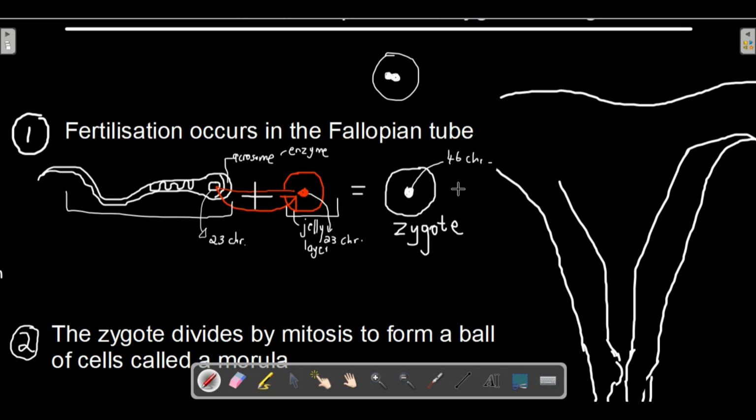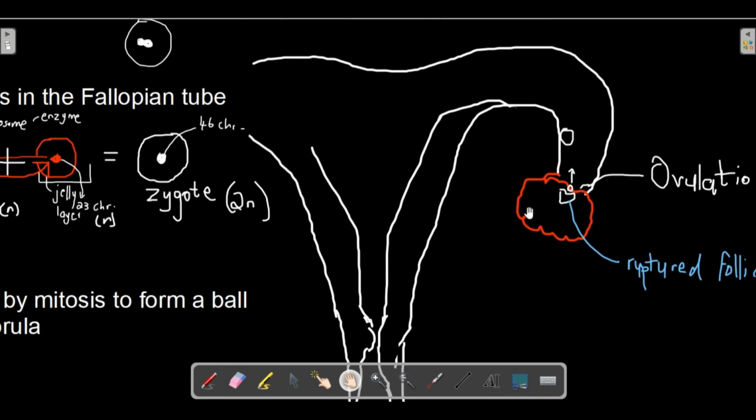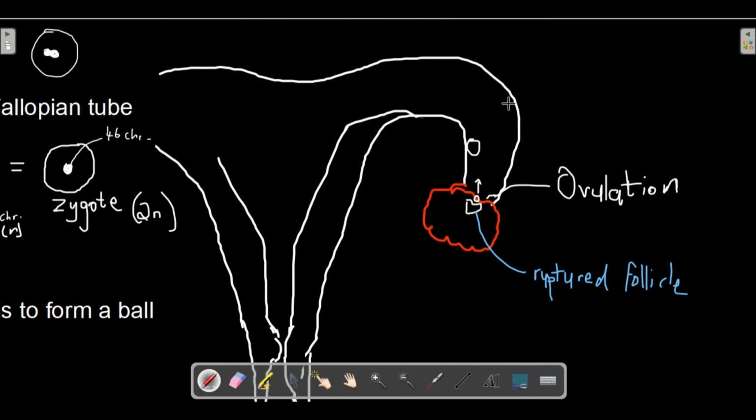Now after the zygote has formed, the zygote again has 46 chromosomes, which means that it is diploid. These are haploid, the gametes, right? We said all of this occurs here in the fallopian tube. Here is your sperm cell fertilizing your egg cell, and then they form a zygote.